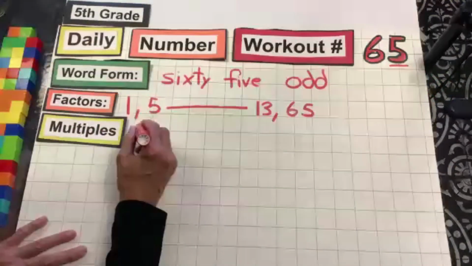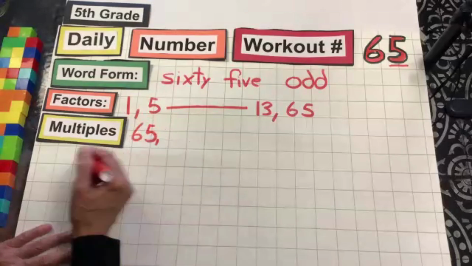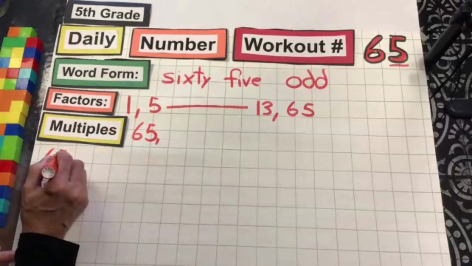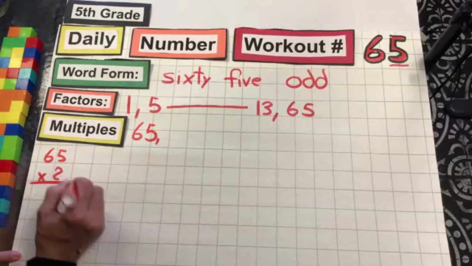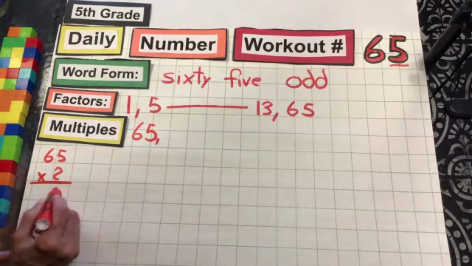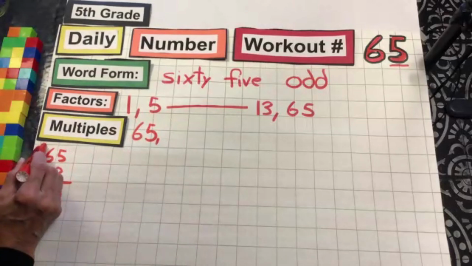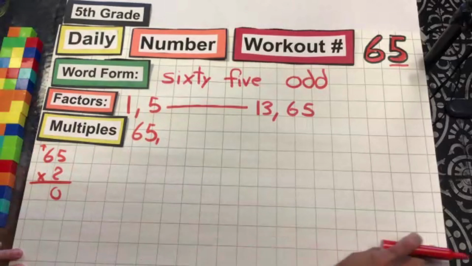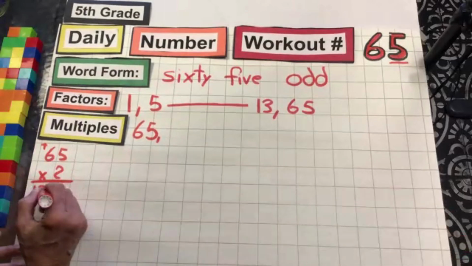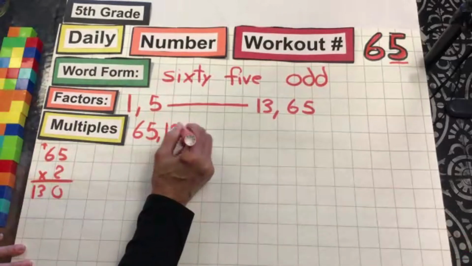So our first multiple, of course, is 65. So let's get started with our multiplication. 2 65s: 2 times 5 is 10, drop the 0, carry the 1. 2 times 6 is 12, plus 1 is 13. So we have 130.